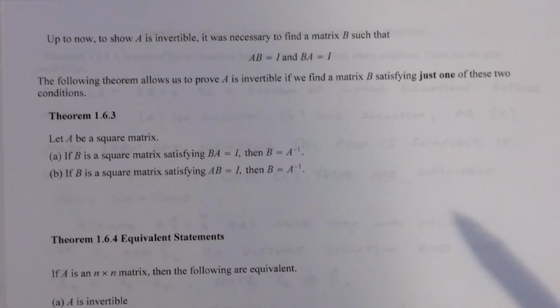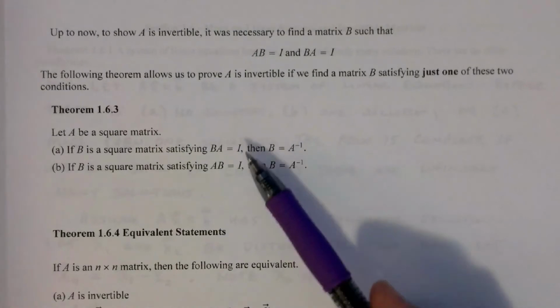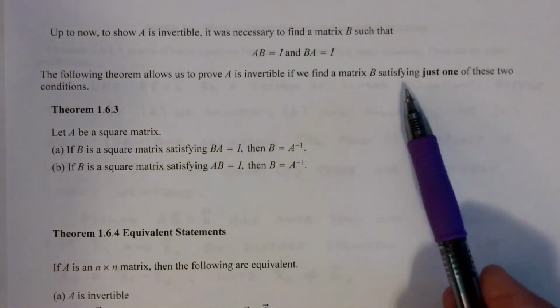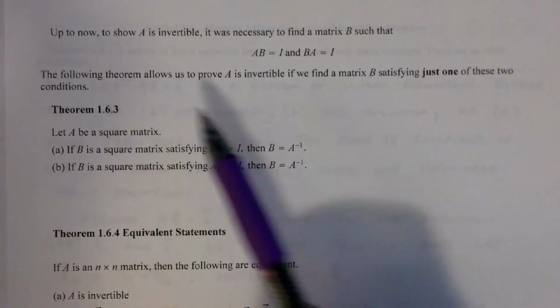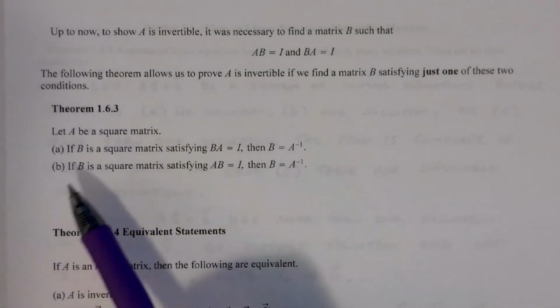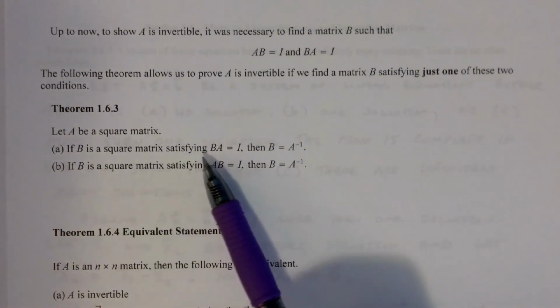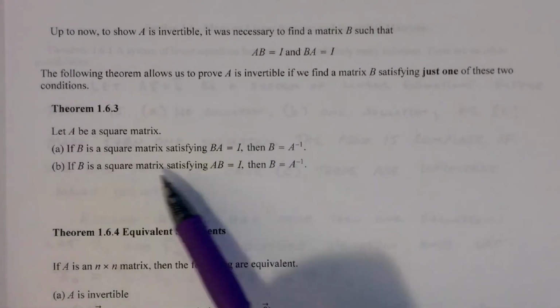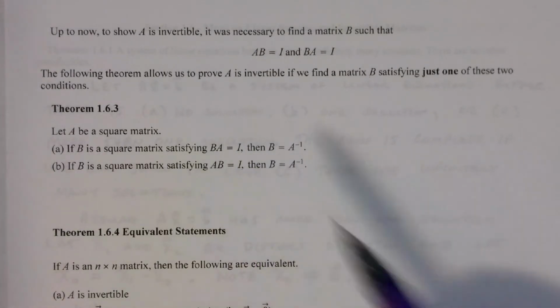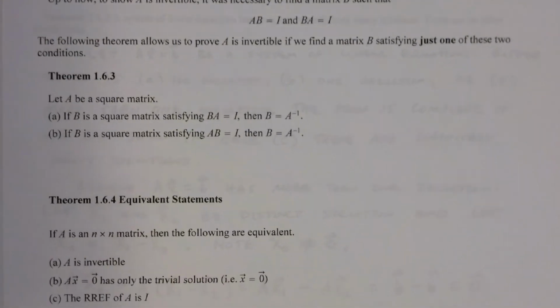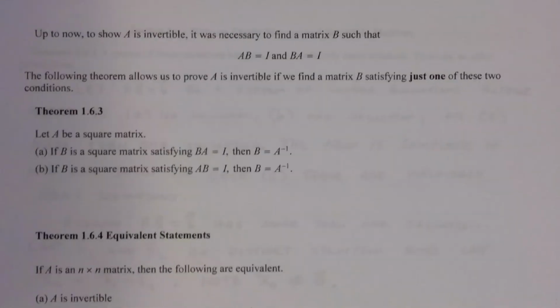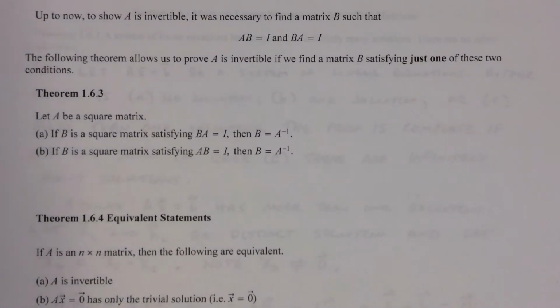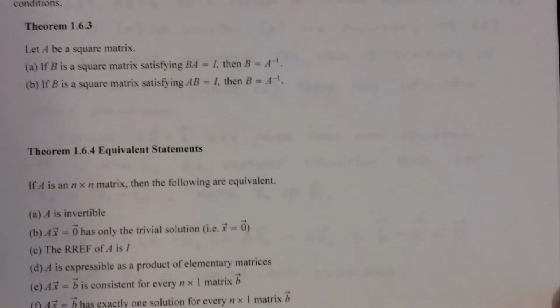But the following theorem proves that A is invertible if we find a matrix B satisfying just one of these two conditions. If B is a square matrix satisfying B times A equals the identity, then B is A inverse. And similarly, if A times B is the identity, then B is the inverse. So that's a theorem I'm not going to prove, but it is presented in section 1.6. Very useful, so we don't have to prove both directions, so to speak.